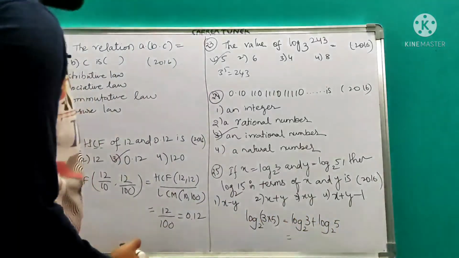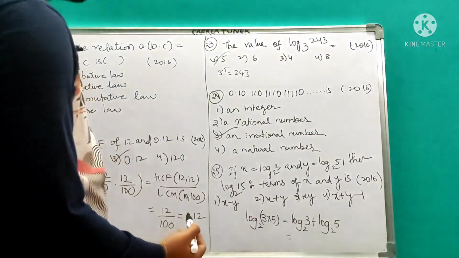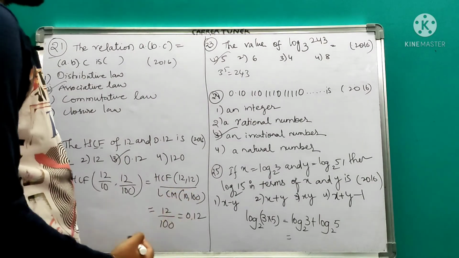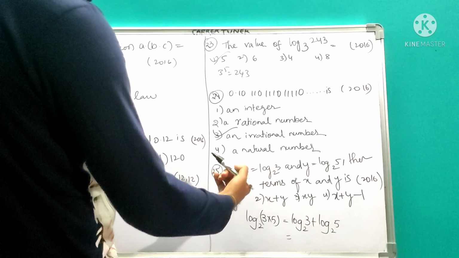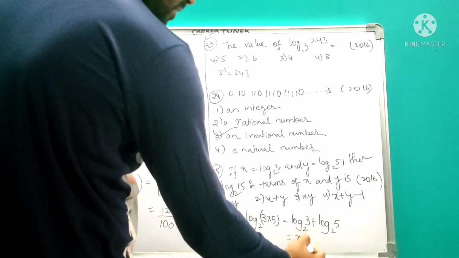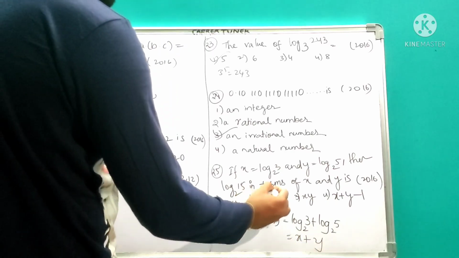Here the operation is multiplication, which turns into addition in logarithms. We have seen this in the laws of logarithms. Okay, now what is log 3 base 2? Log 3 base 2 is nothing but x, plus log 5 base 2 is nothing but y. So what is the answer? x plus y. So this is the answer.